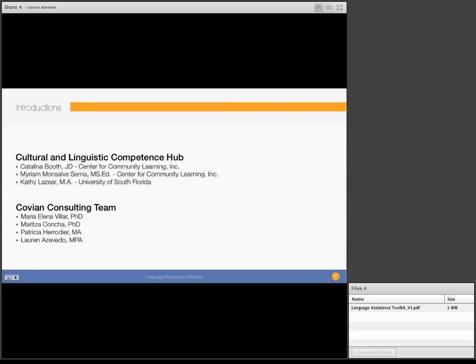So moving on, this toolkit addresses and responds to CLAS standards specifically 5 through 8, and those are related to communication and language assistance. They're listed here so you can see CLAS standard 5 offers language assistance to individuals who have limited English proficiency, or from here out we'll identify them as LEP, and/or other communication needs at no cost to them to facilitate timely access to all health care and services.